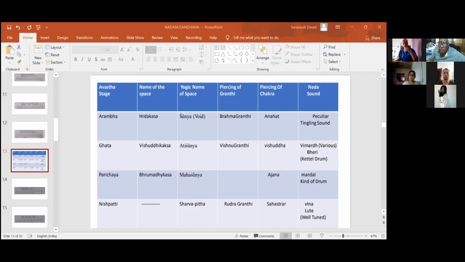Now, many yoga schools think this Nadanusandhan is a physical technique, beneficial for the physical health. But it is wrong. This Nadanusandhan is actually a technique of meditation.